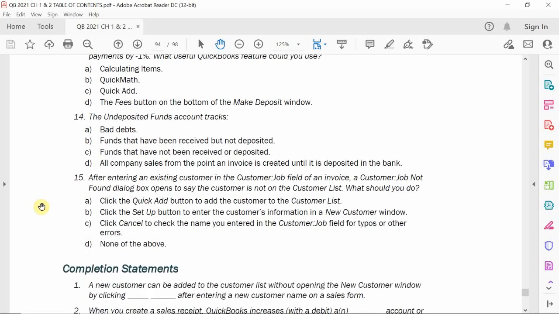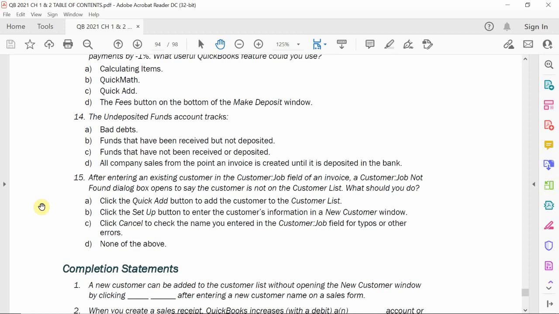Last but not least, question number 15. After entering an existing customer in the customer's job field of an invoice, if a customer is not found, a dialog box opens up and says that this customer is not on the customer list. What should you do? A. Let's visit A. You're going to click the quick add button to add the customer to the customer list.